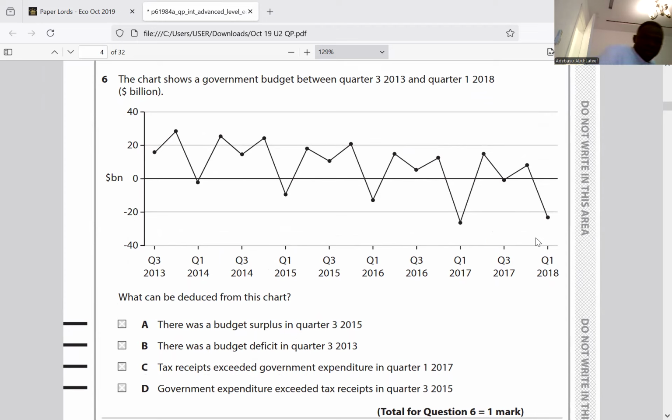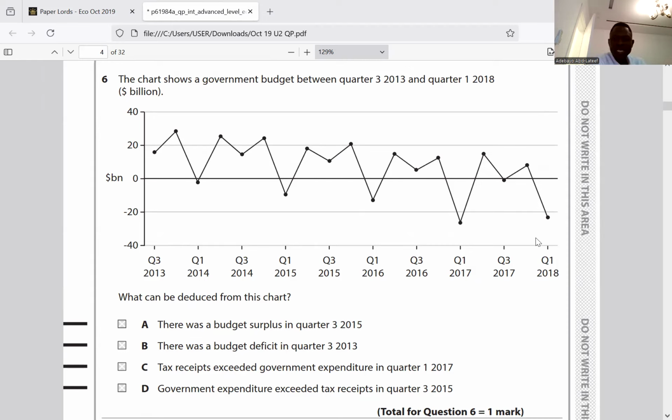There was a budget deficit in quarter 3 of 2013. Wrong. Why? Because the graph shows that it was above zero. Quarter 3 of 2013, let's see. Oh, it's above. So it's not a deficit, it's a surplus.